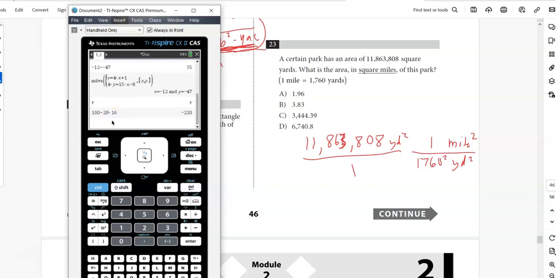So you've got basically 11,863,808 divided by 1760 squared. So we get 3.83, which is the answer, right? So we get 3.83. That's great.